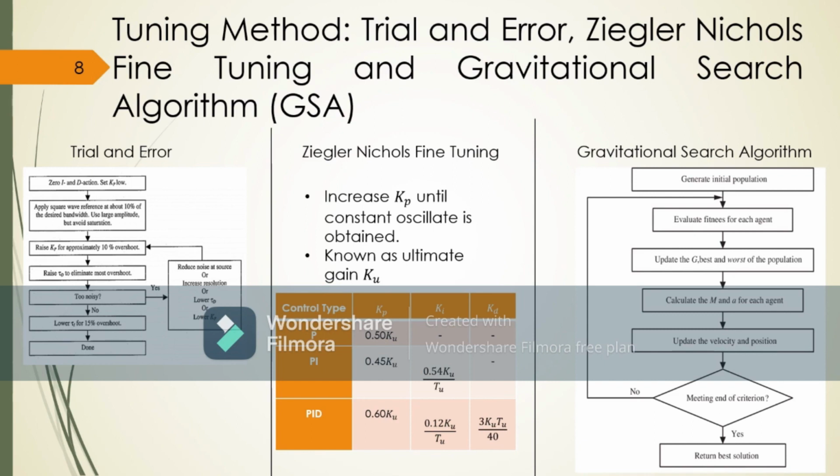For the gravitational search algorithm, the first step is to generate the initial population and then evaluate the fitness value for each agent. After that, update the G, best, and worst of the population, and then calculate the mass and acceleration of each agent. After calculating the mass and acceleration of each agent, update the velocity and position of each agent. It will return the best solution if it meets the end criterion.